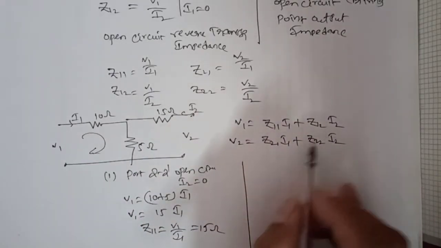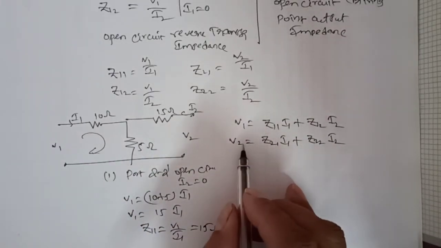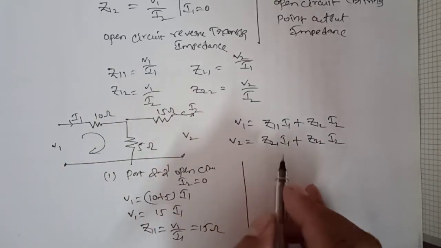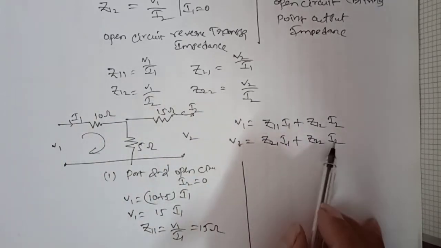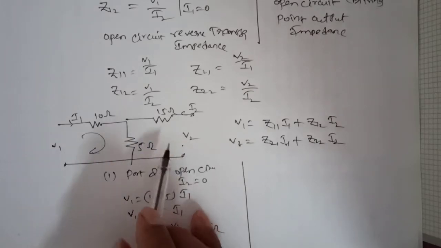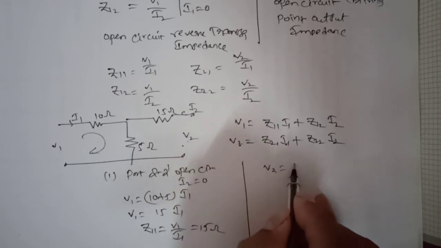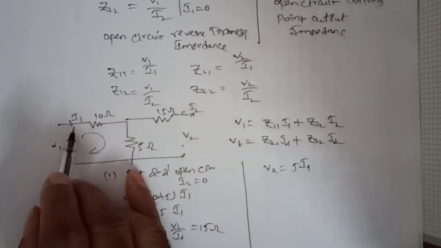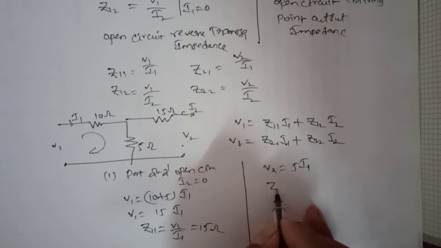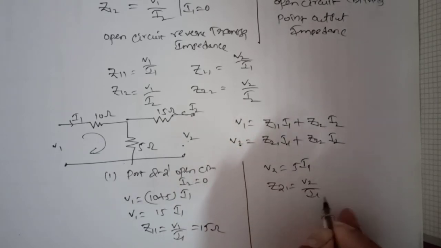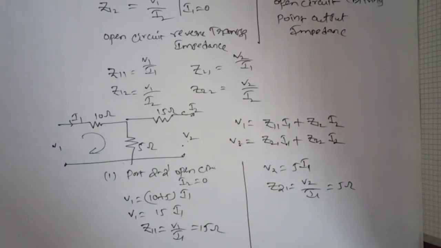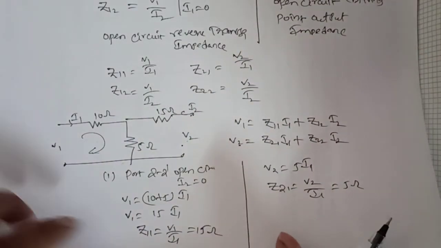Using the second equation, we have to get Z21, which relates V2 and I1 whenever I2 equals 0. How can you determine V2 in terms of I1? V2 is the voltage across the 5 ohms resistor when it is open circuited. So V2 equals 5 times I1, because the same current flows through the circuit. So Z21 is equal to V2 by I1, that is equal to 5 ohms. This is the way to find the Z parameters for the given network by making port 2 dash open circuit.